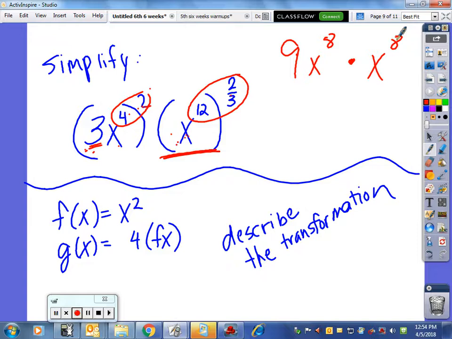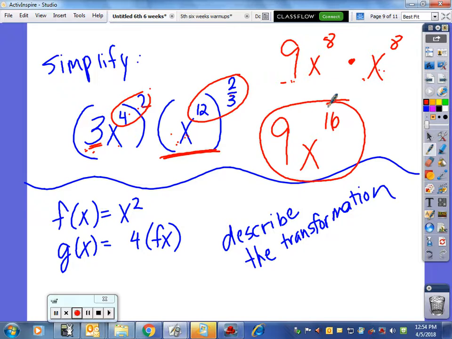Now I'm down to a multiplying problem. I've got a 9 coefficient and an invisible 1 coefficient. 9 times 1 is 9. What do I do with these guys? Add the exponents. That's 9x to the 16th. Do you want to try another one?